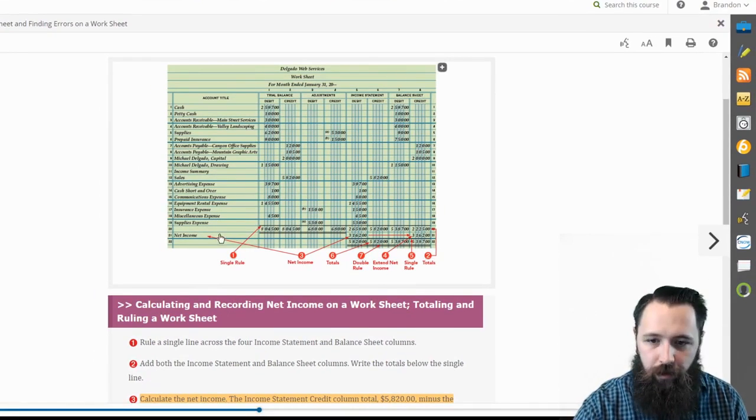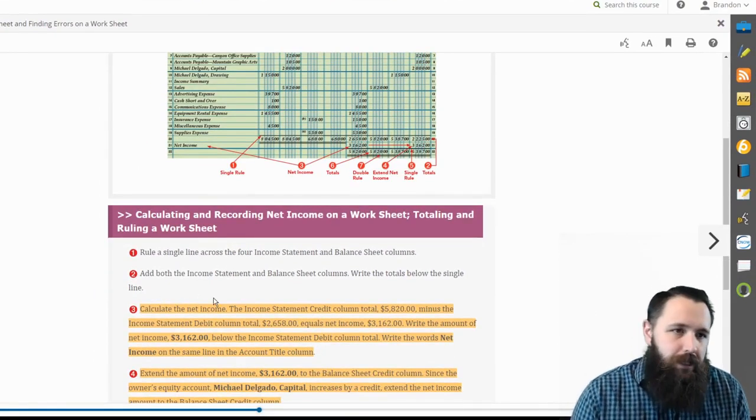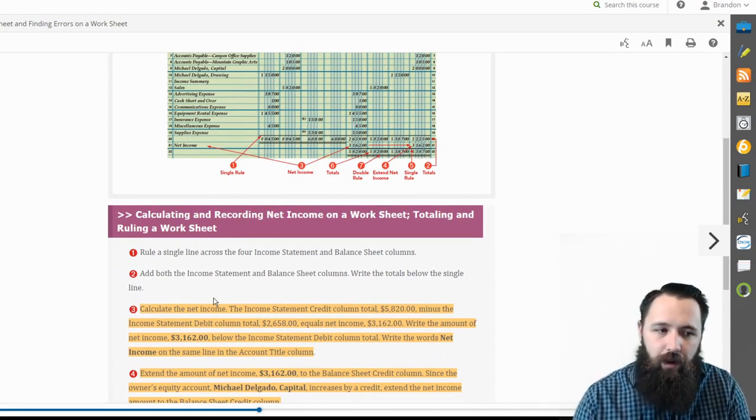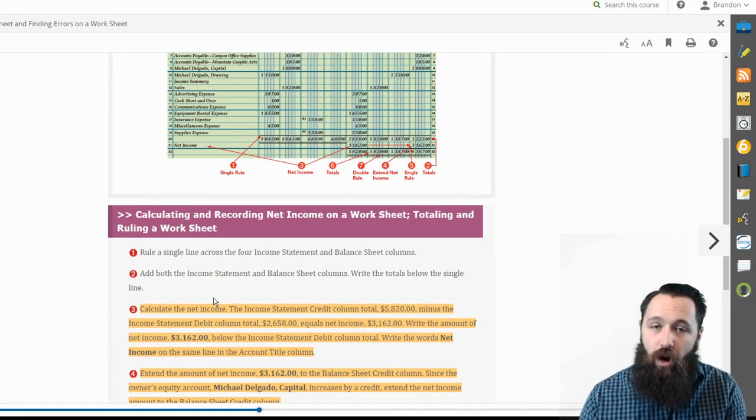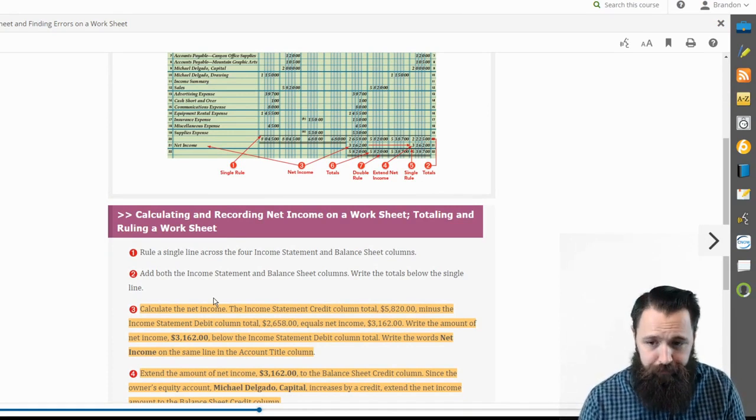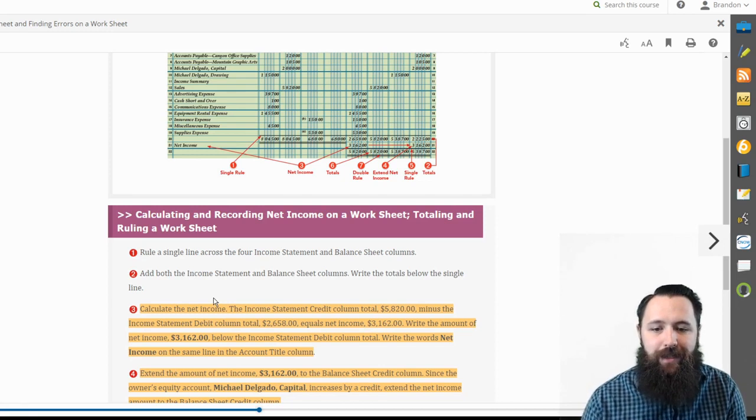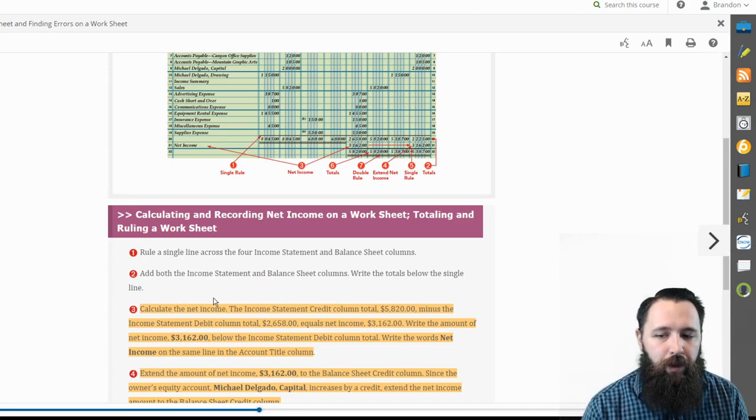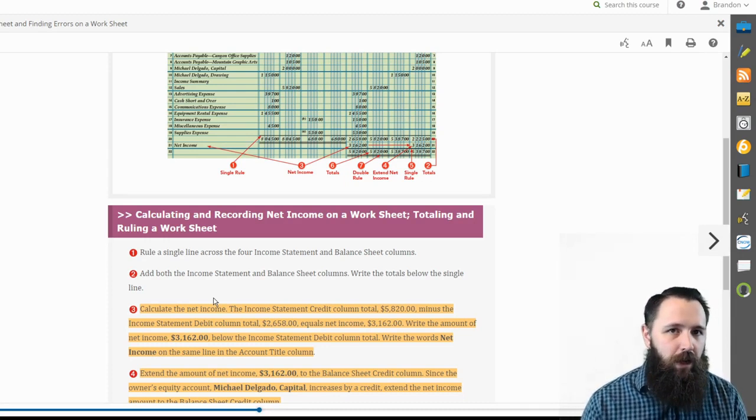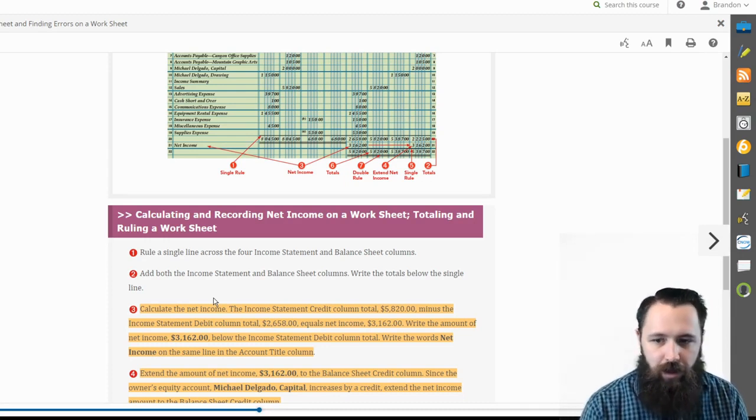So let's go a little bit further here. Now this is where it gets a little bit more complicated, okay? Number 3, it says calculate the net income. The income statement credit column's total of $5,820 minus the income statement debit column total of $2,658 is going to equal our net income. Taking a step back, just remember net income is the difference between revenues and expenses. That's what they're having us calculate here. Write the amount of net income below the income statement debit column total. Write the words net income on the same line in the account title column.